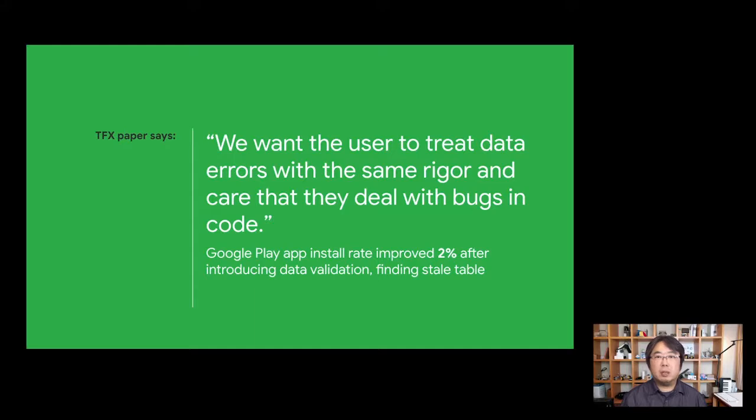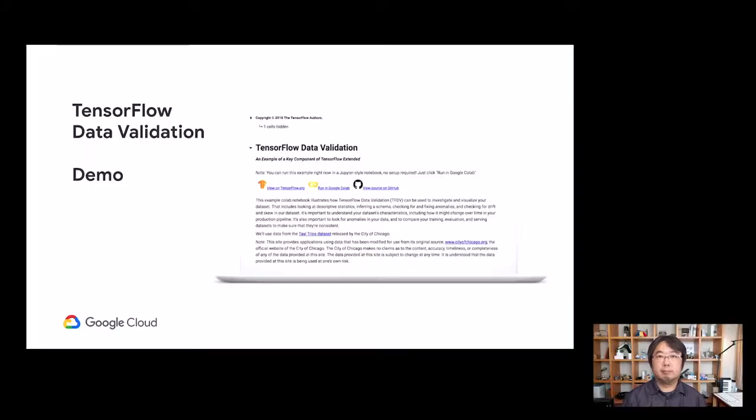So some changes of the distributions of features in training data is just like a bug you can find in code. So actually, the Google Play team was able to introduce the data validation practice with TFX, and they were able to increase the application install rate by 2% on average across all applications by introducing the data validation. Let's take a look at how you can use the TensorFlow Data Validation with this demo video.